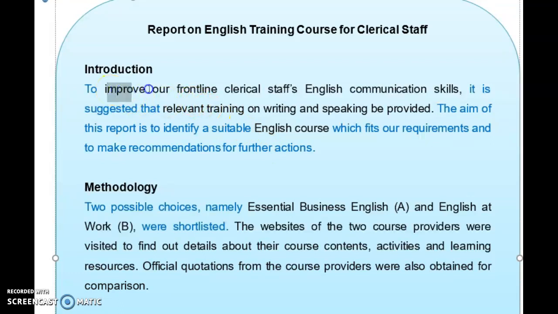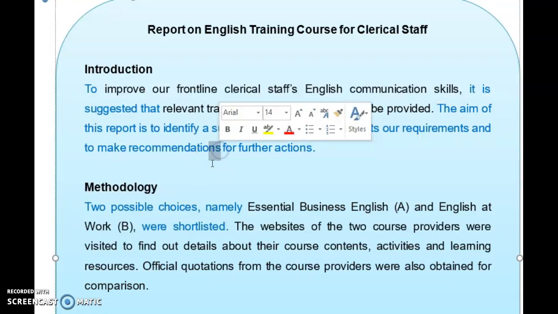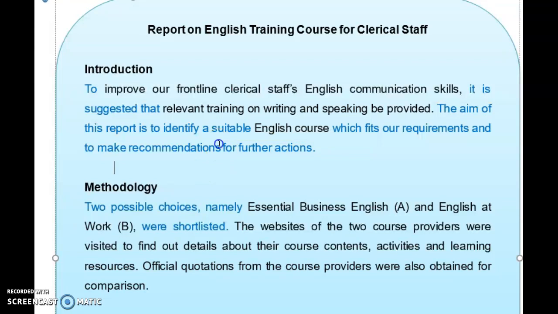Introduction. To improve our frontline clerical staff's English communication skills. So what is suggested? It is suggested that relevant training about writing and speaking be provided. It is alright to put should, but if the subjunctive is used, you can skip the word should. The aim of the report is to identify a suitable English course which fits our requirements and to make recommendations. We're going to make 2 recommendations, so remember the plural 's' here.